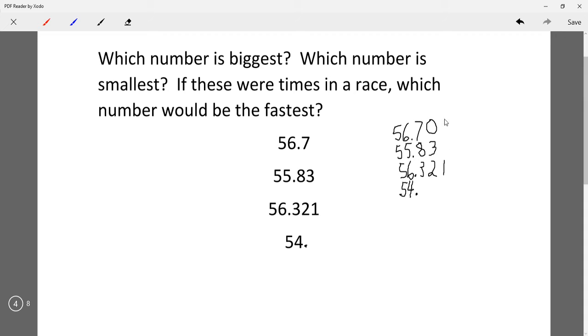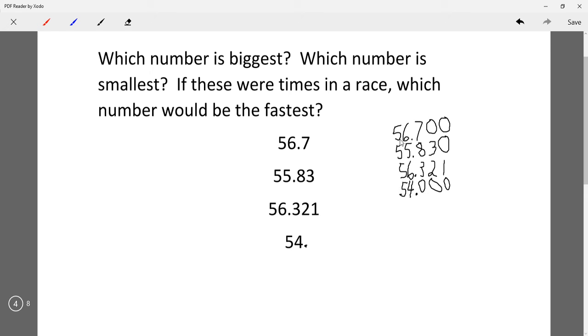So the easiest trick to figure out what numbers are biggest is to just add zeros. This only works after the decimal. If you add zeros to whole numbers, the number completely changes, right? But after decimals, add zeros to make it so that all of these numbers have the same number of place values after the decimal. And now, all of a sudden, these numbers become a lot easier to figure out which one is biggest. Okay?